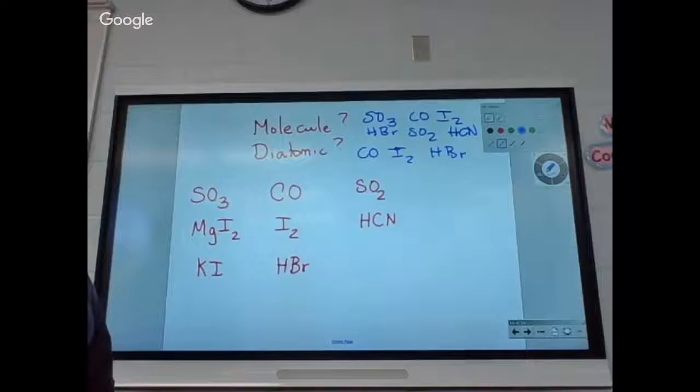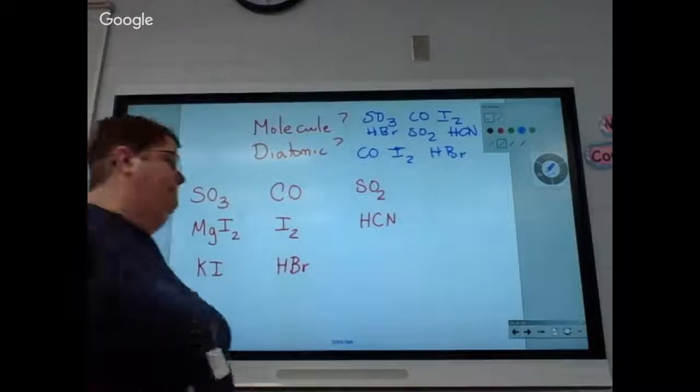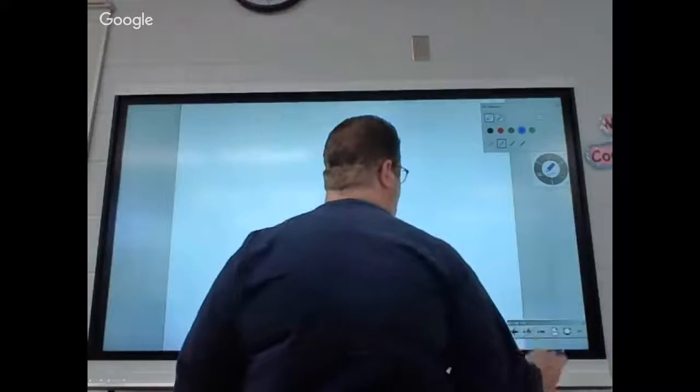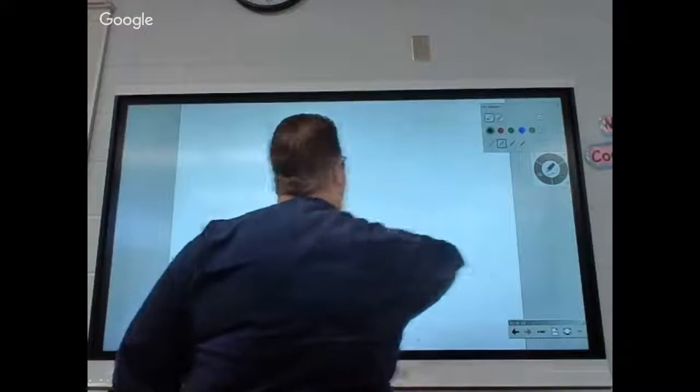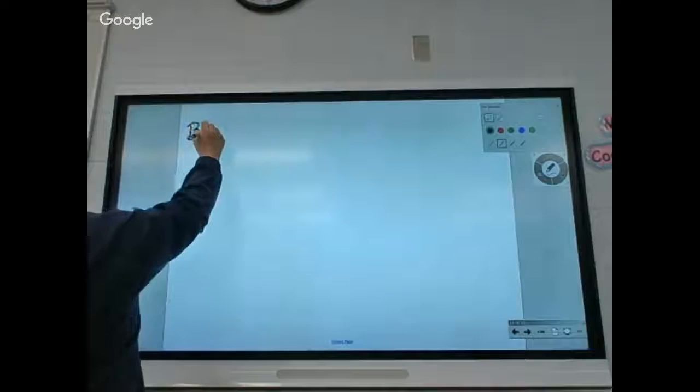Okay. Now, we have 2 vocabulary words to do, and then we're going to learn to draw Lewis structures. Everybody okay with those? All right. So, the vocabulary words the state's going to expect you to know, which is a little odd to me, but I'm not in charge.